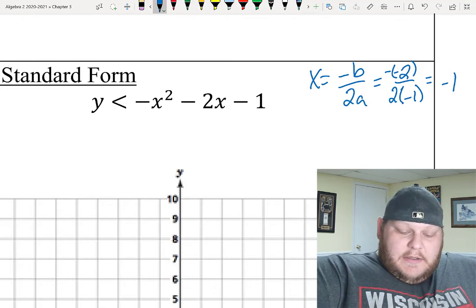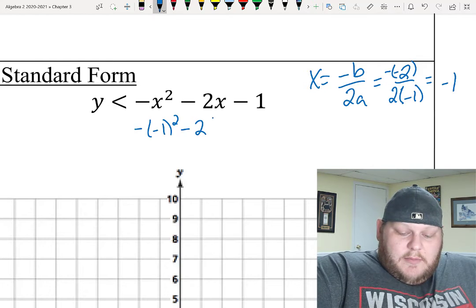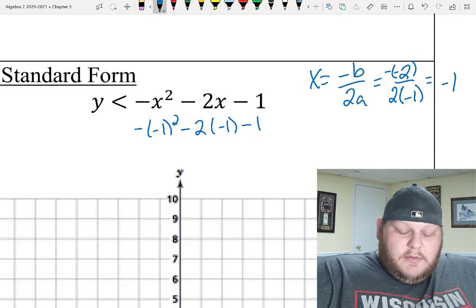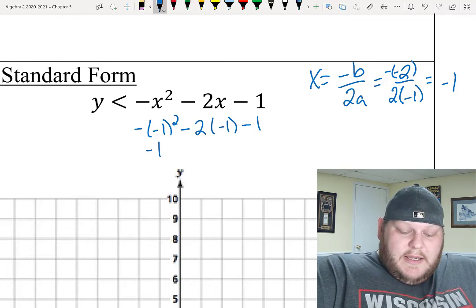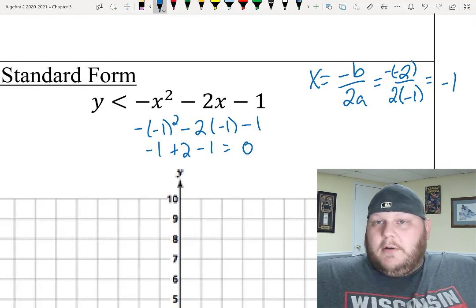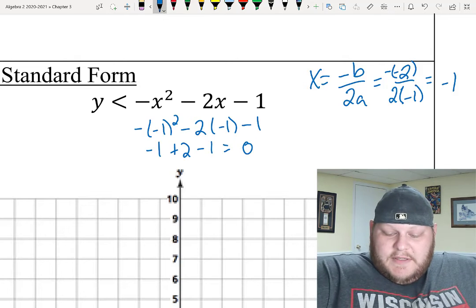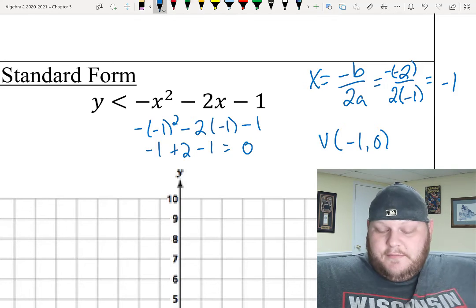If I plug that into my equation, negative 1 squared minus 2 times negative 1 minus 1. Well, negative 1 squared is 1, so make it negative again, it's negative 1. Negative 2 times negative 1 is positive 2, minus 1. All of that adds up to 0. So my vertex is negative 1, 0, using what we learned initially for quadratic stuff.